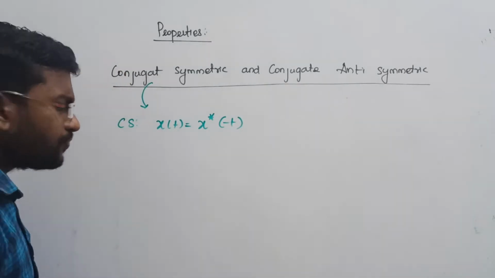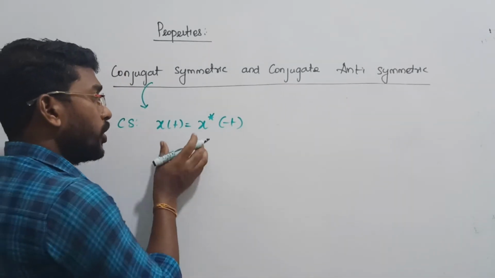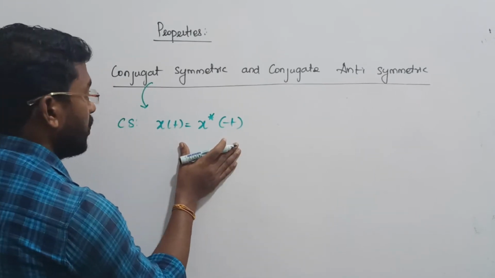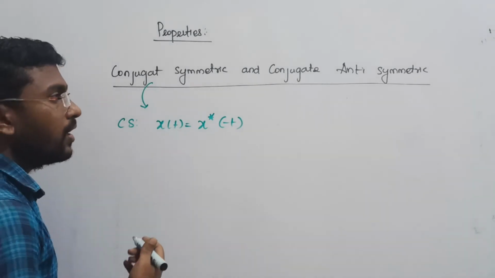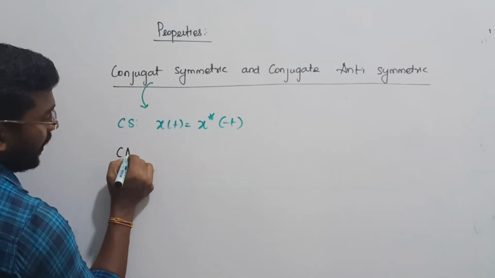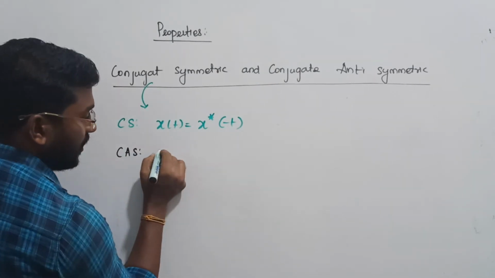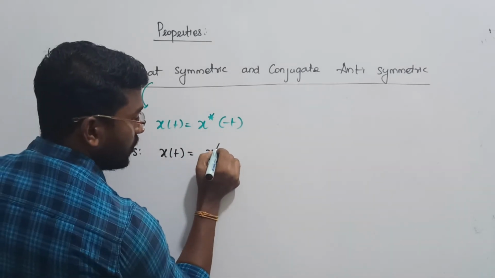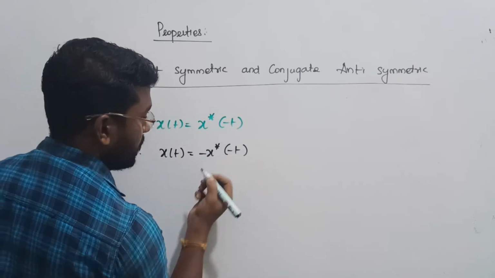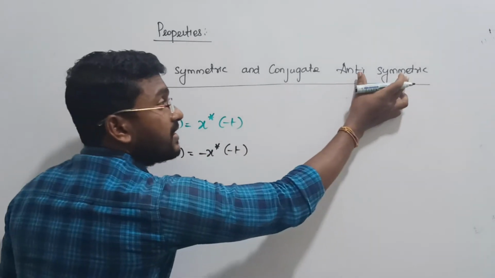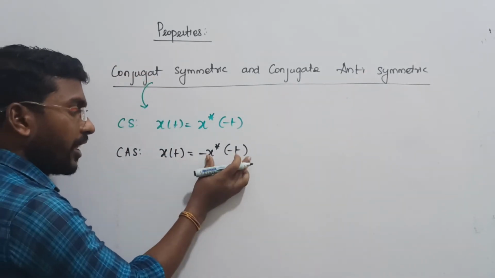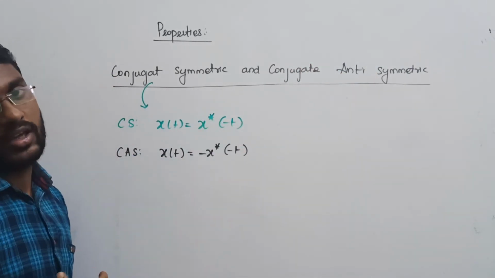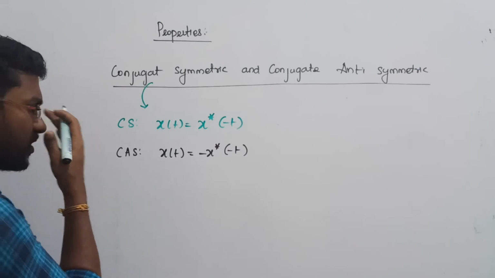Let us proceed further. What is the conclusion here? So x of t equal to x conjugate of minus t, right? If a signal satisfies such a condition, that signal is called a conjugate symmetric signal. Similarly, a conjugate anti-symmetric signal is one where x of t is equal to minus x conjugate of minus t. We know for an anti-symmetric signal the property is x of t is equal to minus x of minus t. Conjugate anti-symmetric means we have to take the conjugate of the given signal. Clear? Okay. So with this let us proceed further.